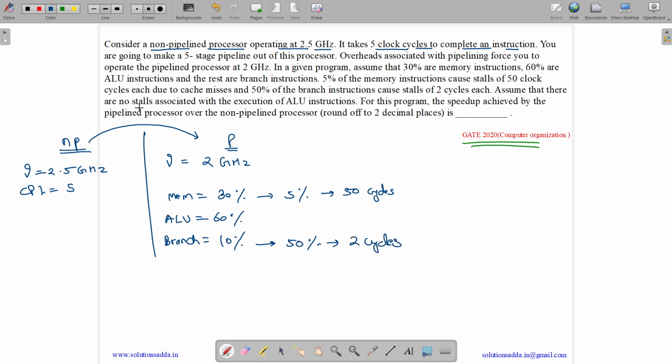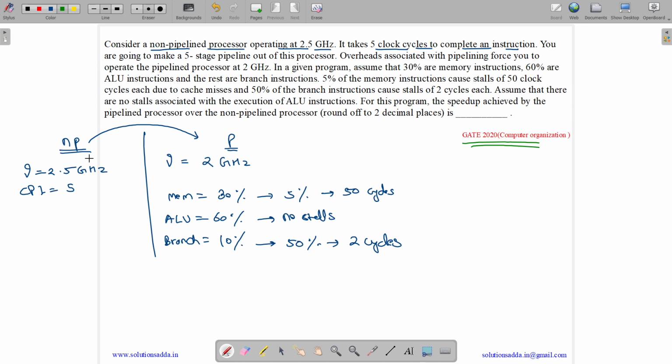Assume that there are no stalls associated with execution of ALU instructions. So it has no stalls. For the program, what is the speedup achieved by the pipeline processor over the non-pipeline processor, rounding off to 2 decimal places? So let us see over here.